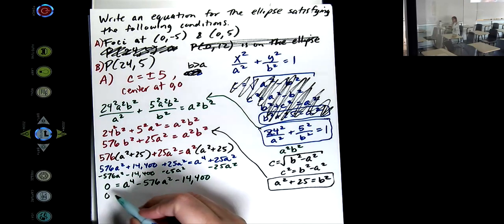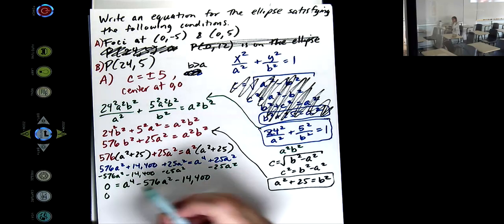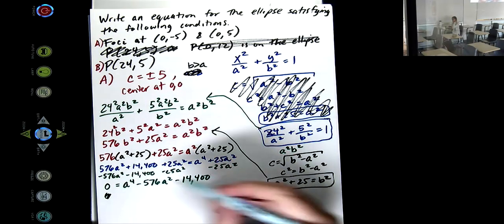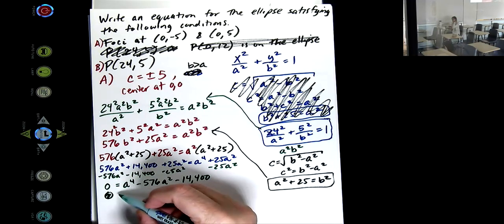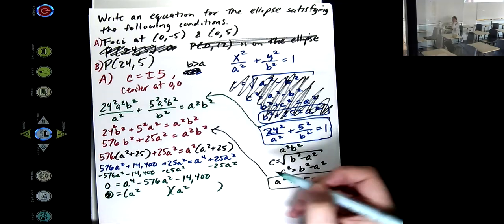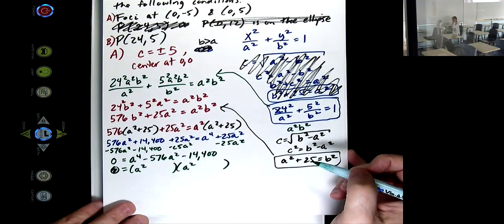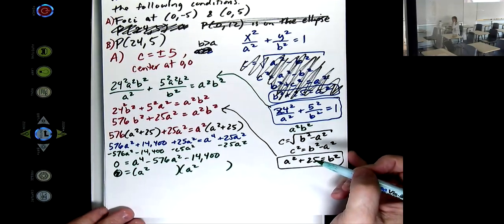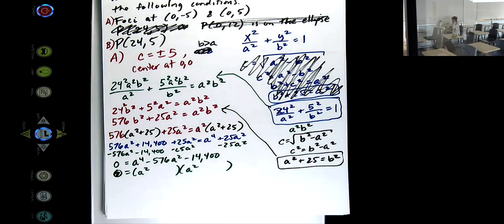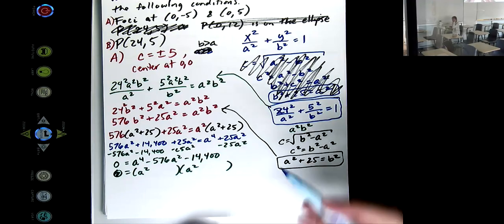This will factor into something, I don't know what. So if I tried to factor it, this would be a squared and a squared something. Does that make sense? Instead of doing that, I'm gonna use the quadratic formula instead of trying to factor 14,400.